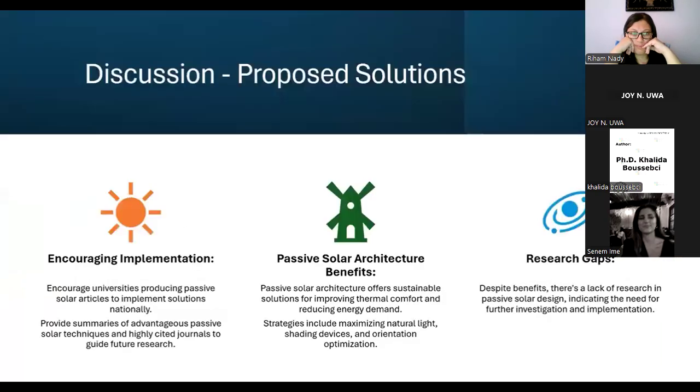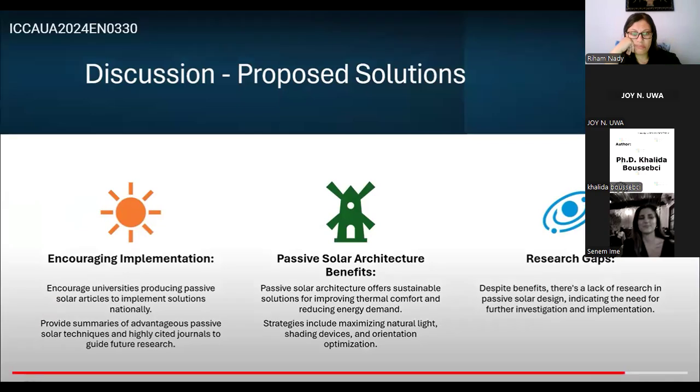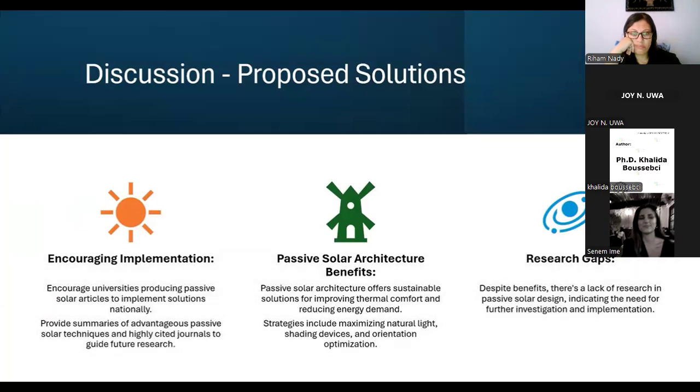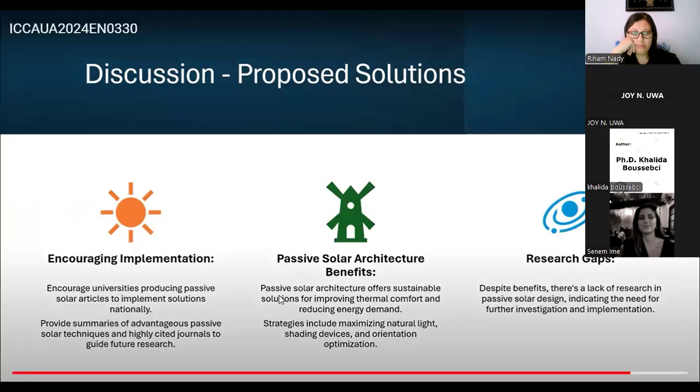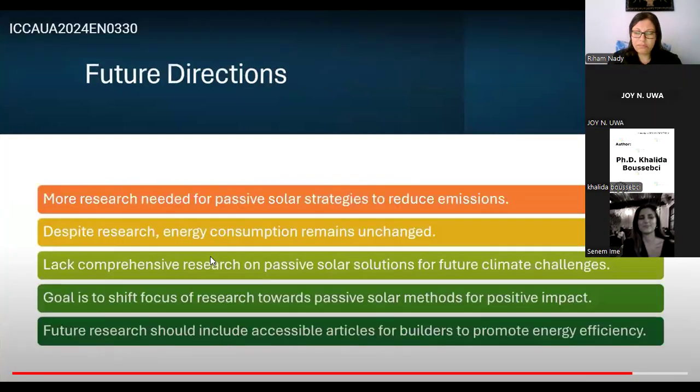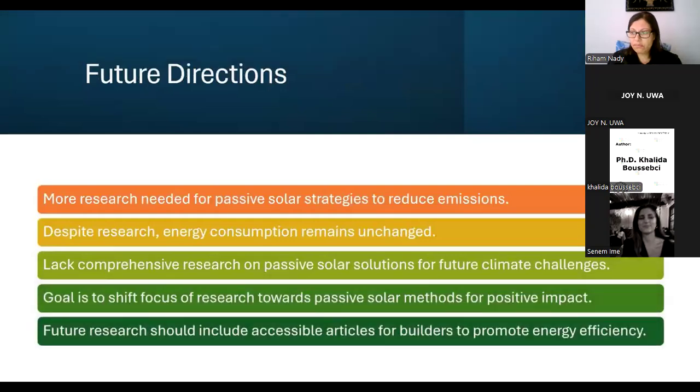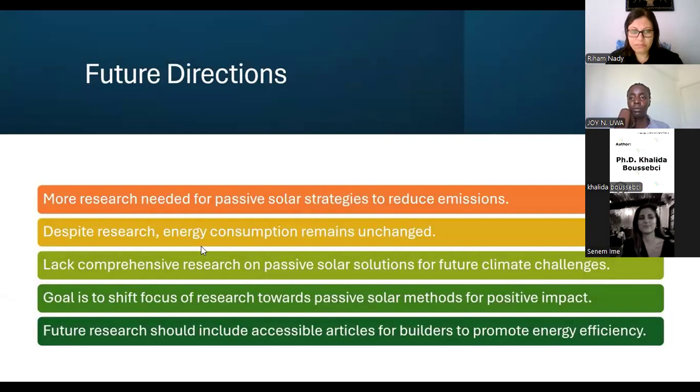Despite benefits, there's a lack of research in passive solar design, indicating the need for further investigation. So it's a call to all of us to go into more research for passive solar. We're trying to save the world from energy, carbon emissions, and we're trying to save energy and reduce our level of dependency on fossil fuel.